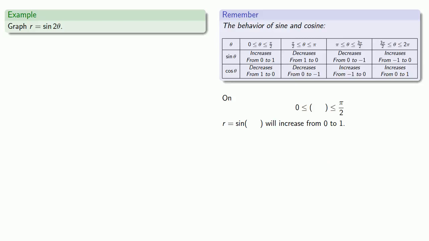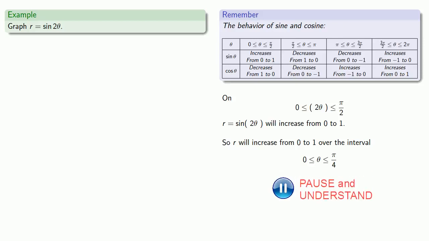Now we do want to say something about theta, because that's our direction angle, so we'll put things back where we found them, that angle was 2 theta. So now we can try and solve our inequality for theta, which tells us that r will increase from 0 to 1 over the interval of theta between 0 and pi over 4. And so we can begin to graph our curve.